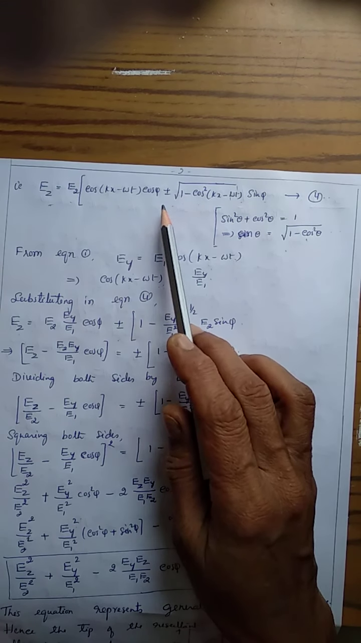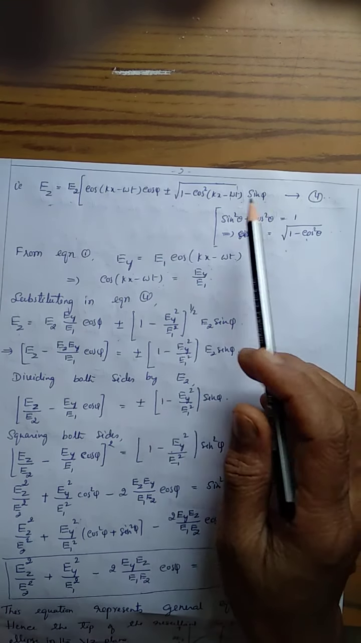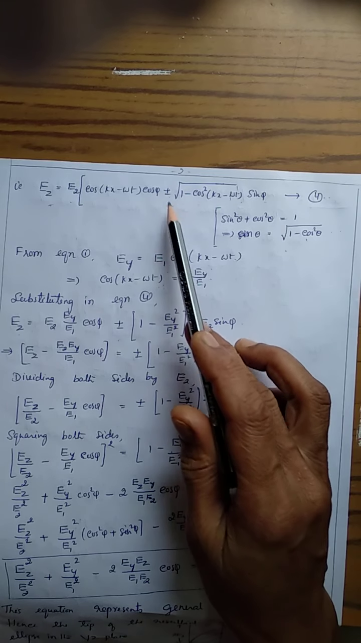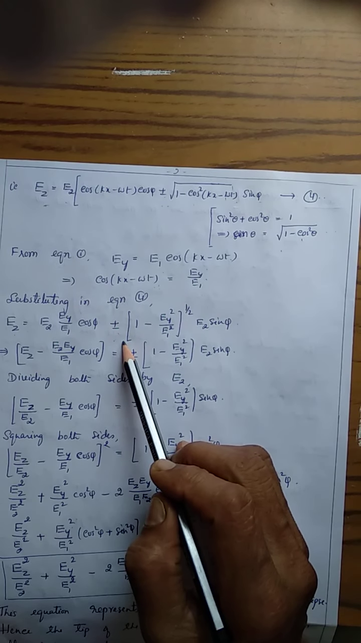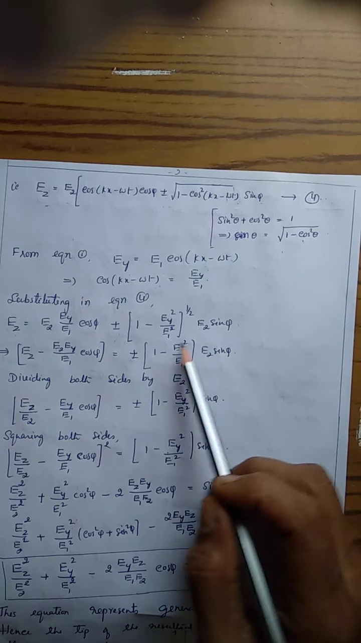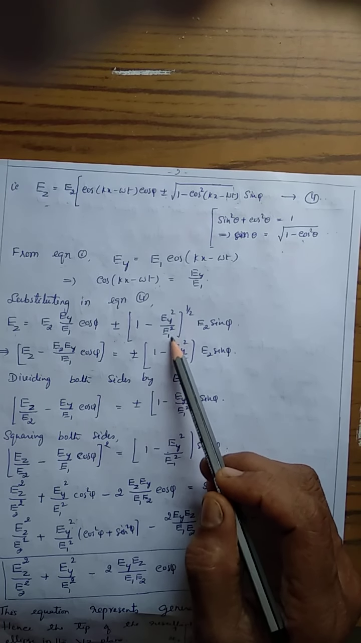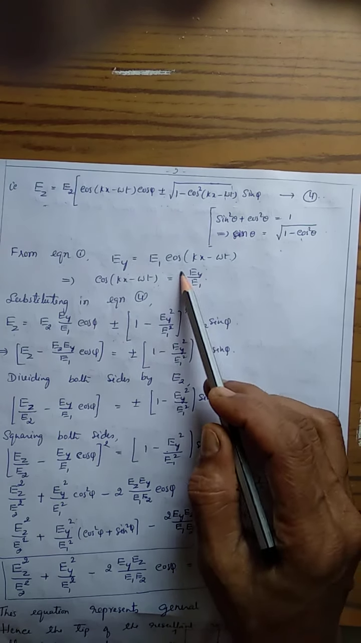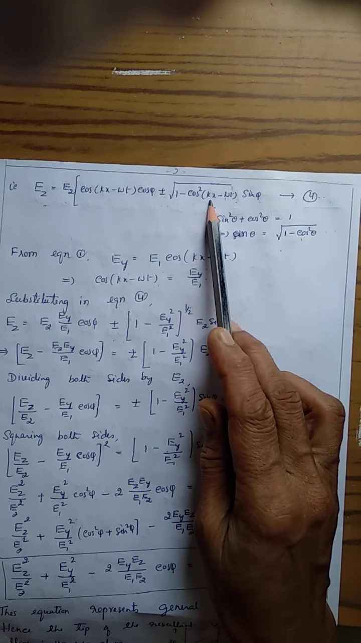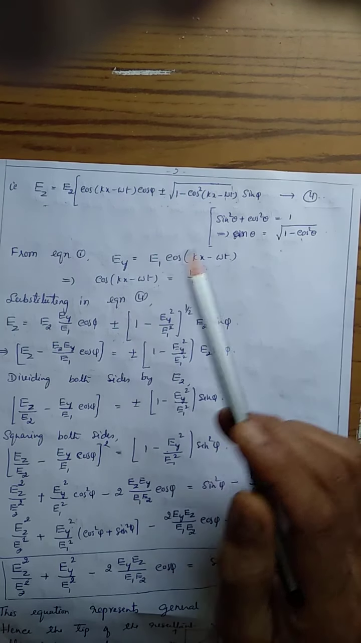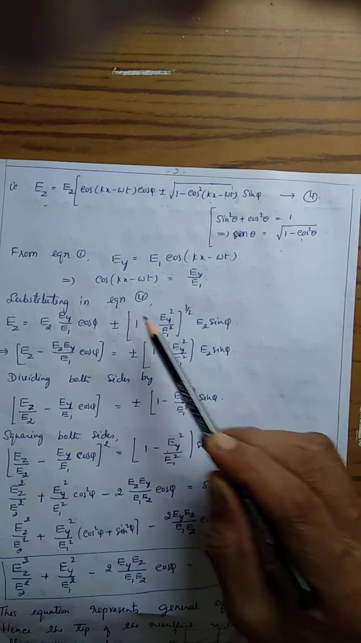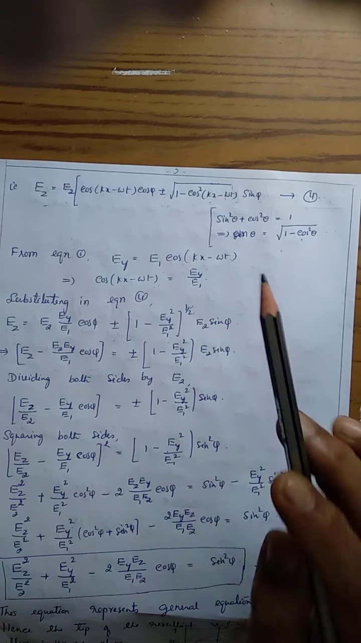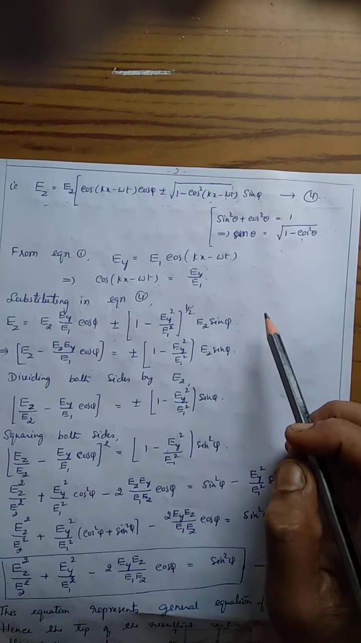Why this plus or minus? It is a square term. While taking the root, it becomes plus or minus. So plus or minus, the root term I have written as (1 minus Ey square by E1 square) to the power half. Cos(kx minus omega t) here is written as Ey by E1, so cos square is Ey square by E1 square, whole power half. Root is power half. So, E2 sin phi.